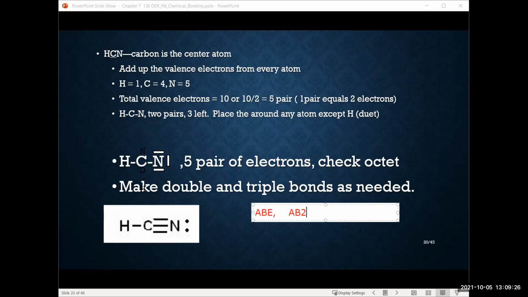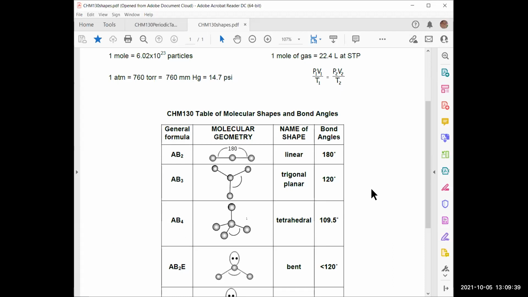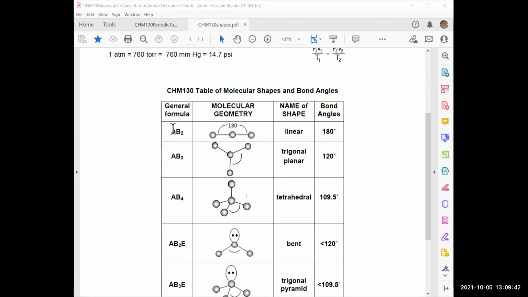We take that information, then we go to the shapes table. Okay, and we go and look for AB subscript 2, which is the first entry right there. And then the second column tells us the general geometry. We have the name, which is linear, and then that bond angle, which is the angle between the 2 other atoms that are bonded to the central atom, which is 180 degrees. Okay? That is how we utilize that.